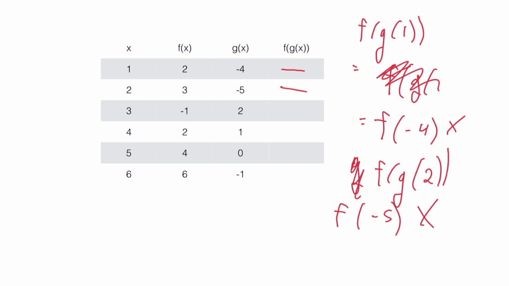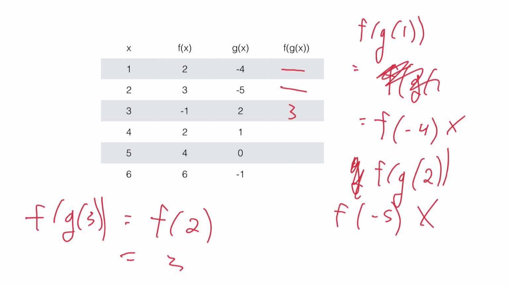But on the next one, I'm asked about f of g of 3, which is f of 2, because g of 3 is 2. And then I see, okay, what is f of 2? It's 3. So I plug in 3 on this table here. Next, we'll look at f of g of 4, which equals f of 1, because g of 4 is 1. And then I go to the table and I read f of 1, which is 2.